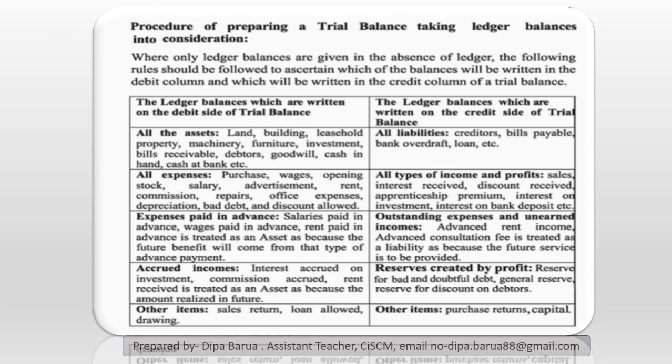On the other side, that means the credit side, number 1, all liabilities come here: creditors, bills payable, bank overdraft, loan, etc. And then all types of income and profits: sales, interest received, discount received, interest on investment, etc. And then outstanding expense and unearned income. Advance rent income and advance consultation fee are treated as a liability because the future service is to be provided.